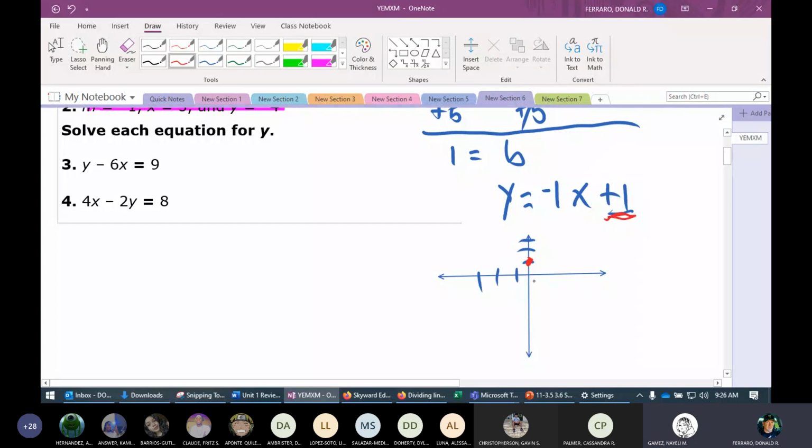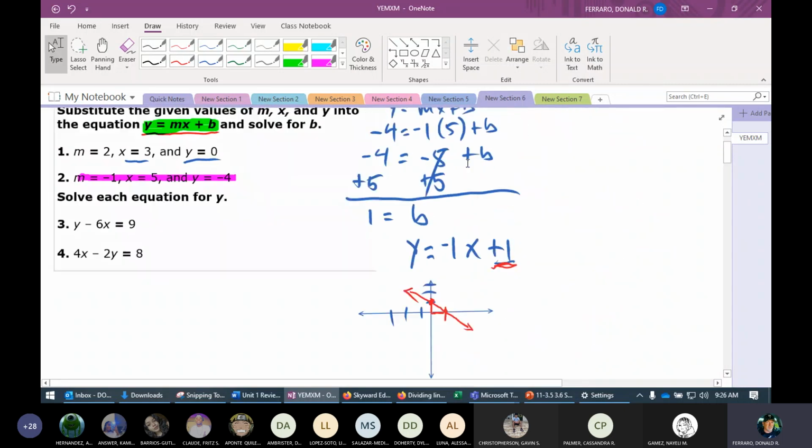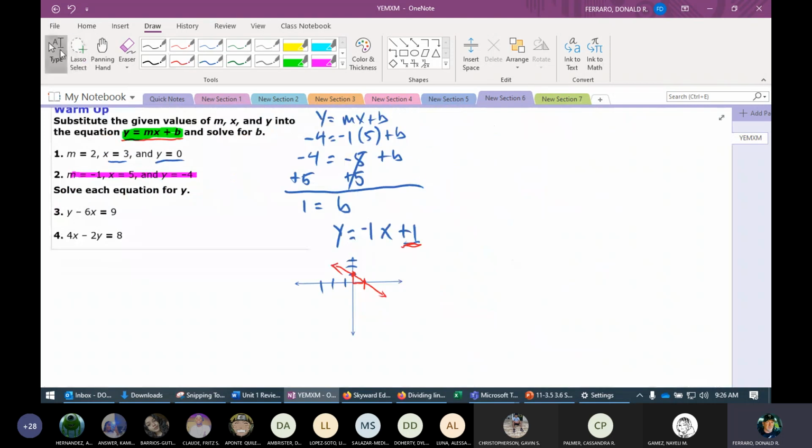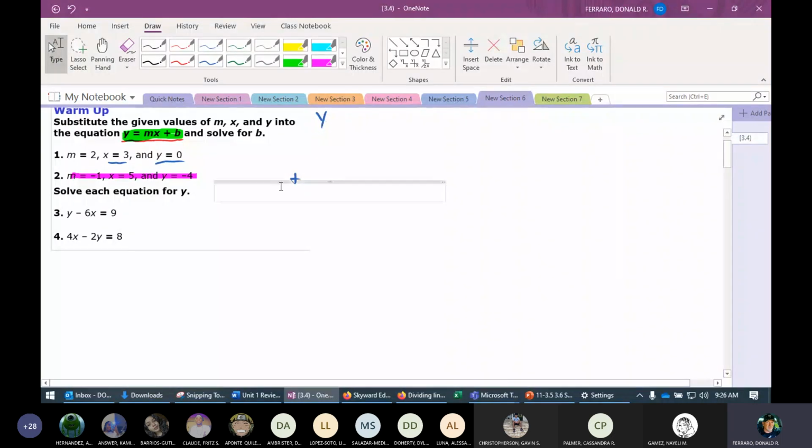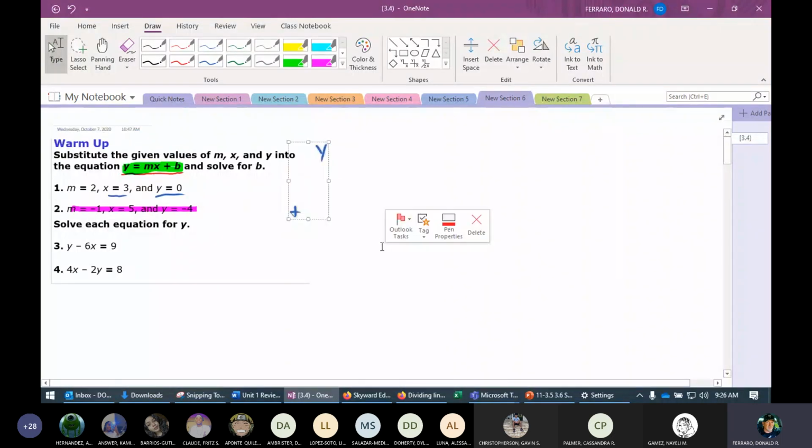Go down one and then to the right one. To the right one. Good. So that's my second point. And here is my line. And we've got a negative slope. So the slope goes down. All right. And that looks good. So I'll shrink this up and I'll delete this information.